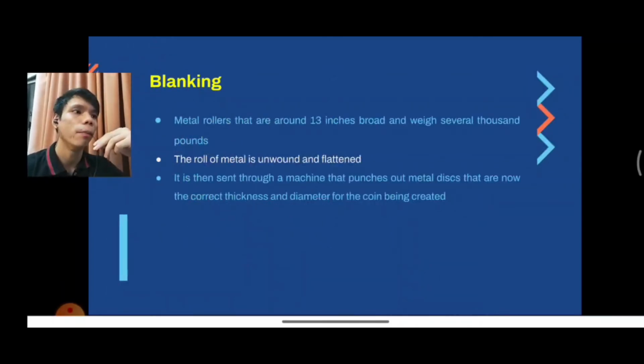The next process is blanking. Metal rollers are around 13 inches broad and weigh several thousand pounds. The roll of metal is unwound and flattened. It is then sent through a machine that punches out metal discs that are now the correct thickness and diameter for the coin being created.